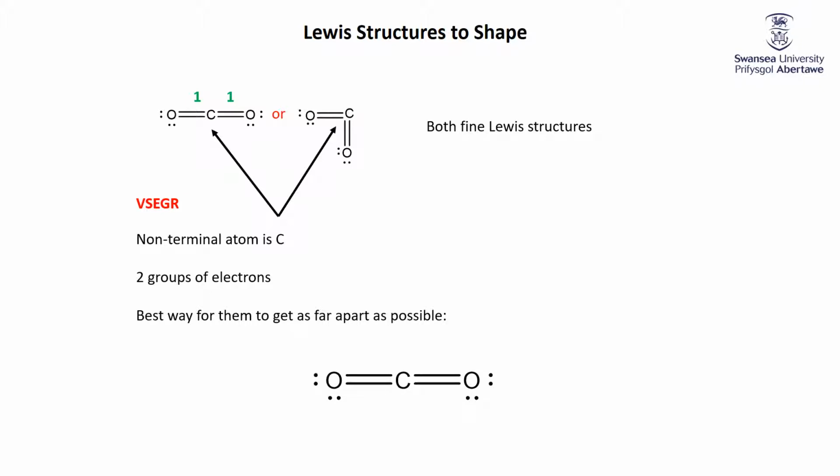Well, the best way for them to get as far apart as possible is, of course, this 180-degree straight line. If we look here, group of electrons there, group of electrons there, group of electrons there and there. These are much closer to each other than these are. Best way for 2 groups of electrons to get as far apart as possible is in this structure here.